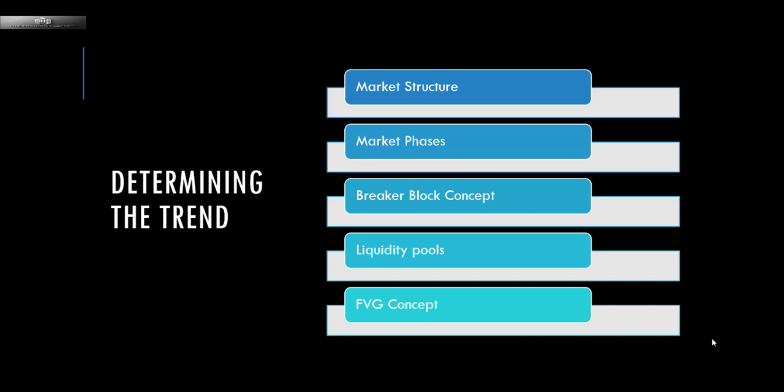So that being said, in determining the trend or bias, we're going to be employing these concepts that you are seeing on your screen: market structure, market thesis, breakout block concept, liquidity pools, and fair value gap concept, which is FVG concept. In this particular video, I will dwell a bit on market structure.